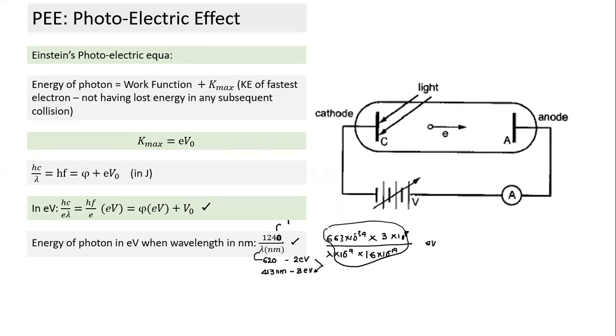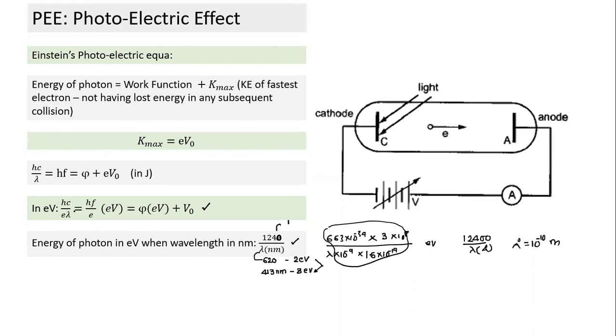So this is an easy method to calculate. This is something you need to memorize: 1240 divided by lambda, where lambda is in nanometer. If it is in Angstrom, then it will become 12,400 divided by lambda in Angstrom. Angstrom is 10 to the power minus 10 meter. Okay, that's how we'll calculate.